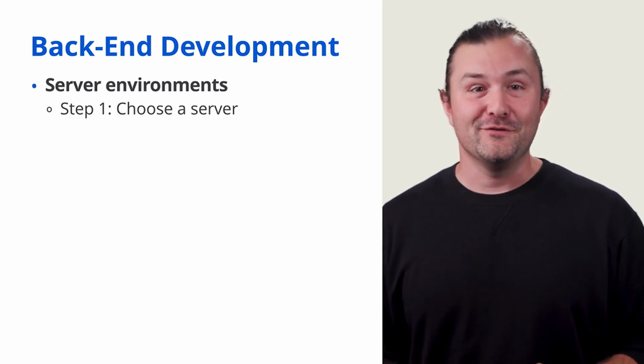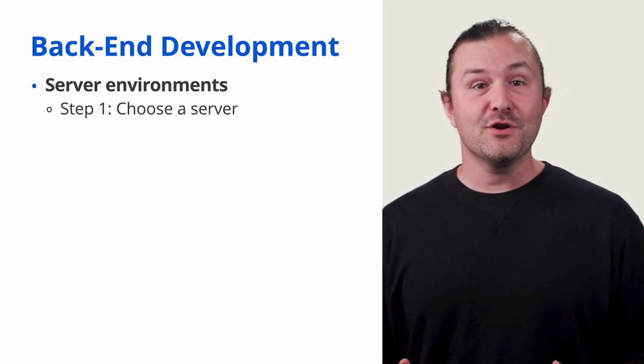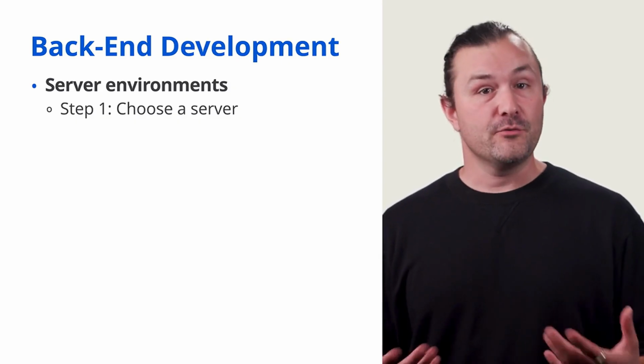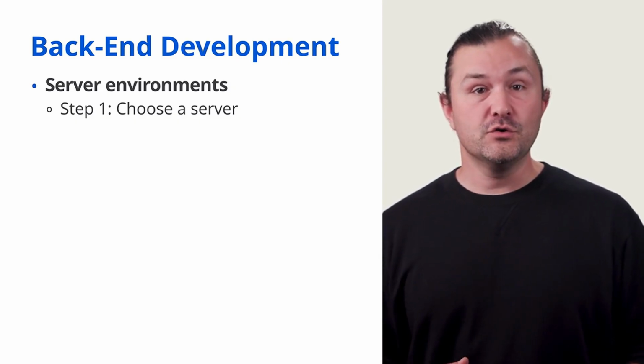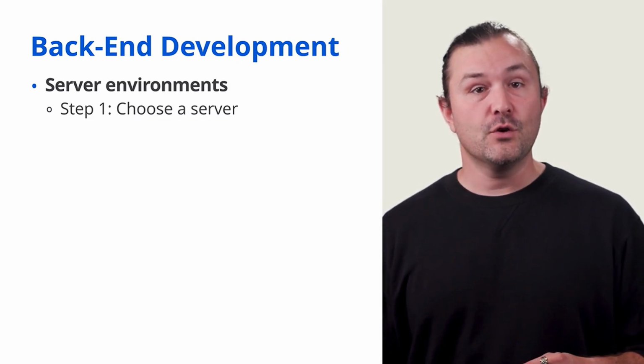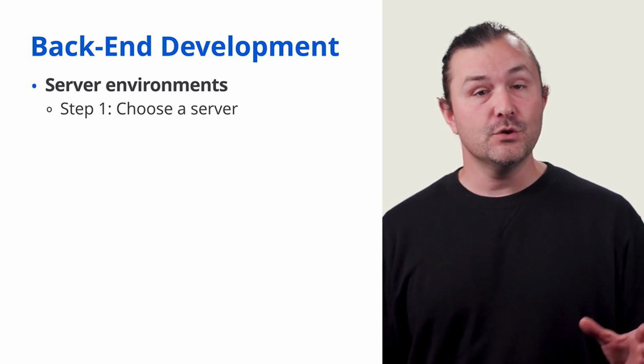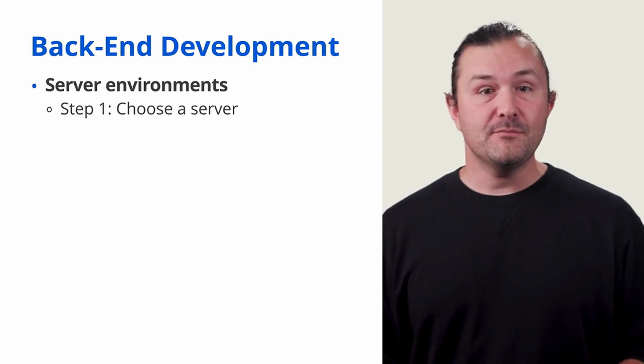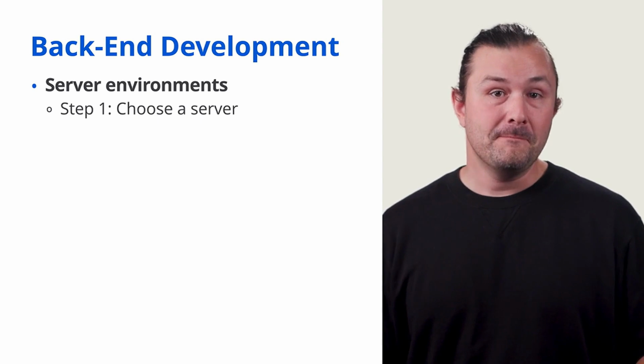First, you will need to choose a server. This is like picking the right venue for your concert. Server environments have 3 components: a physical or virtual machine, an operating system installed on the machine, and the server software running on the operating system that handles the web requests. In this step, you might select all 3 components, or you might only choose the server software.